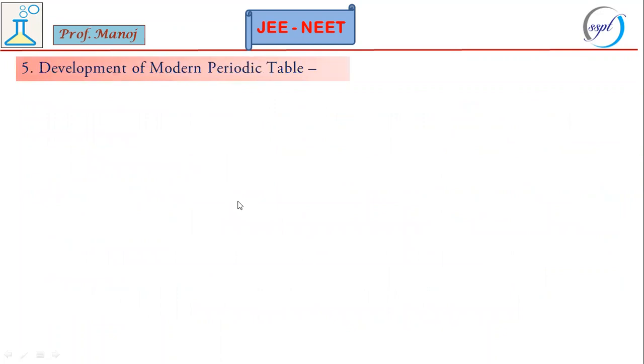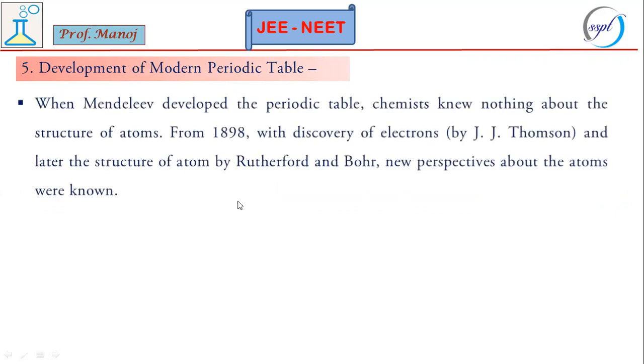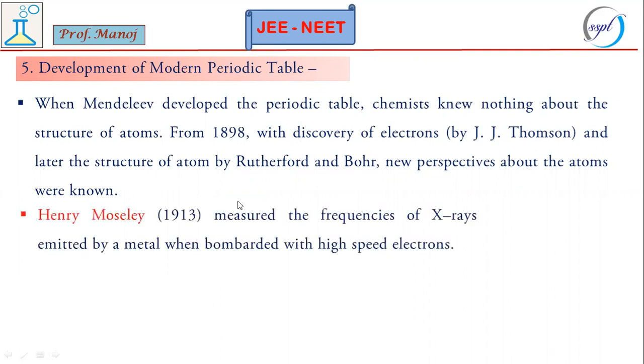Now after this time, in between years, overall development started happening in chemistry. That is rather physics. In fact, cathode rays, the electron, the structure of the atom, Rutherford's model of the atom, Bohr's model of the atom. By this time, new things were discovered. The experimental basis started changing. Henry Moseley measured the frequencies of X-rays emitted by a metal.